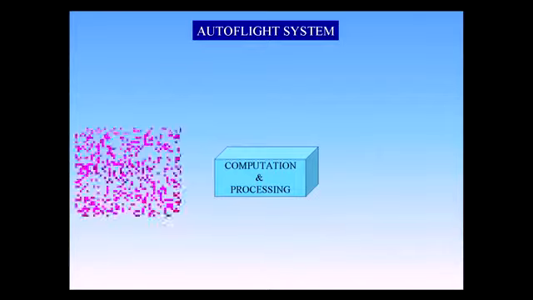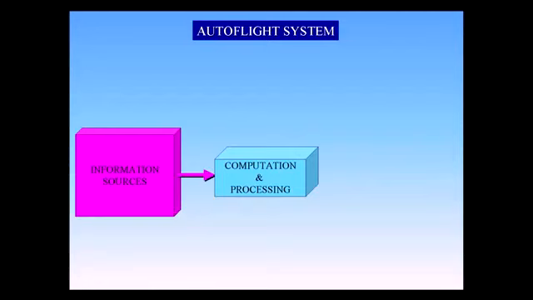The Autoflight system can be thought of as consisting of four main sections. At the heart of the system is a computation and processing section, the brain. The central processing section has access to several information sources. The pilots have access to the central processing section via input devices. Finally, after computation and processing, commands are provided to output devices.